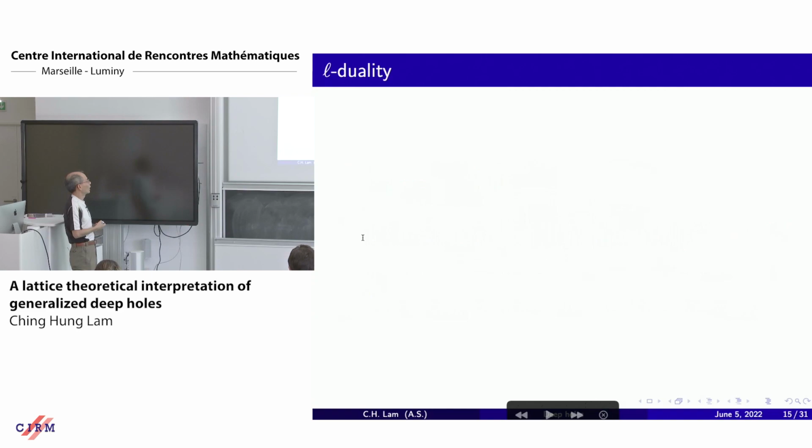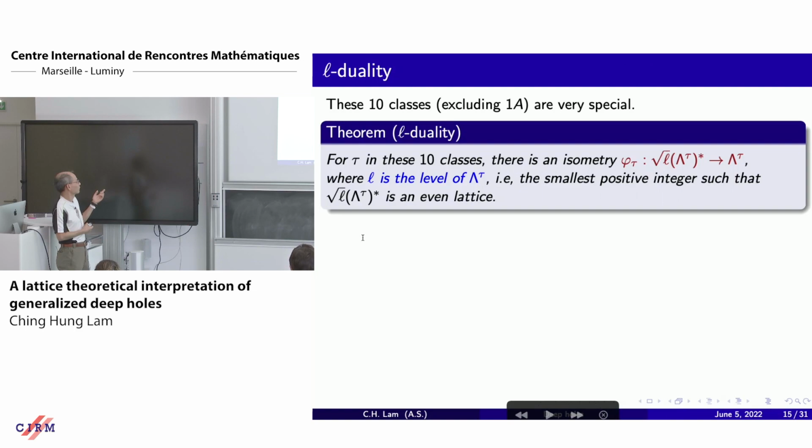Now, once you know there are only 11 classes, there is an important observation, which we call the L derivative. What's important is that even for the 1A case, it's true. For those 10 classes or 11 classes, you have an isometry from the lattice square root of L times the dual lattice of the fixed point to the fixed point lattice. Here L is the level, which is basically the order of the tau hat in the Leech lattice.